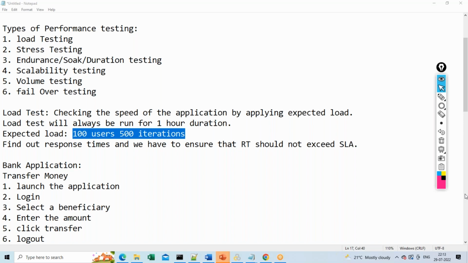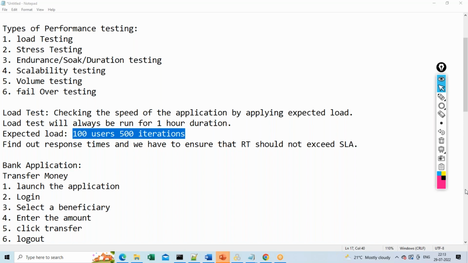So you can tell the client that first we will run the load test, then the endurance test. These two should be successful first. Then if both are successful, you can suggest to the client, let's go for stress testing and see how it's working. The client will trust us.